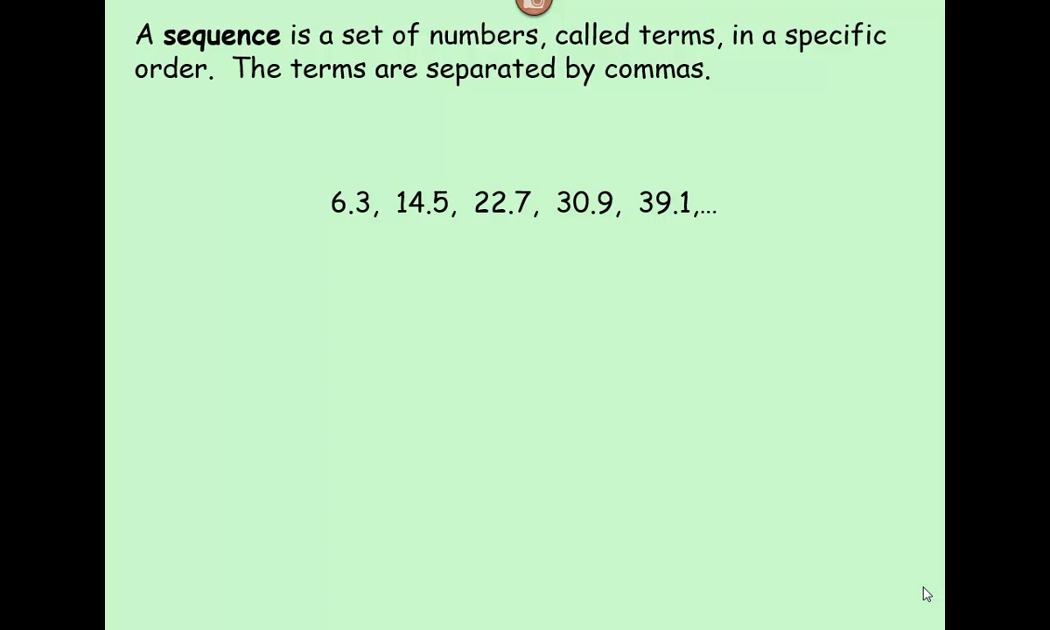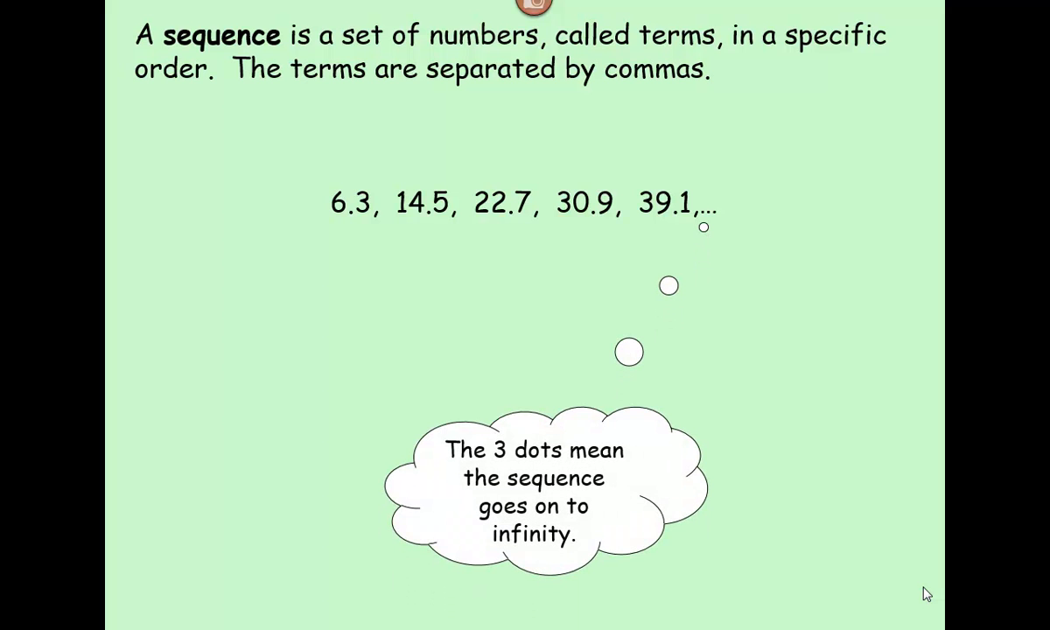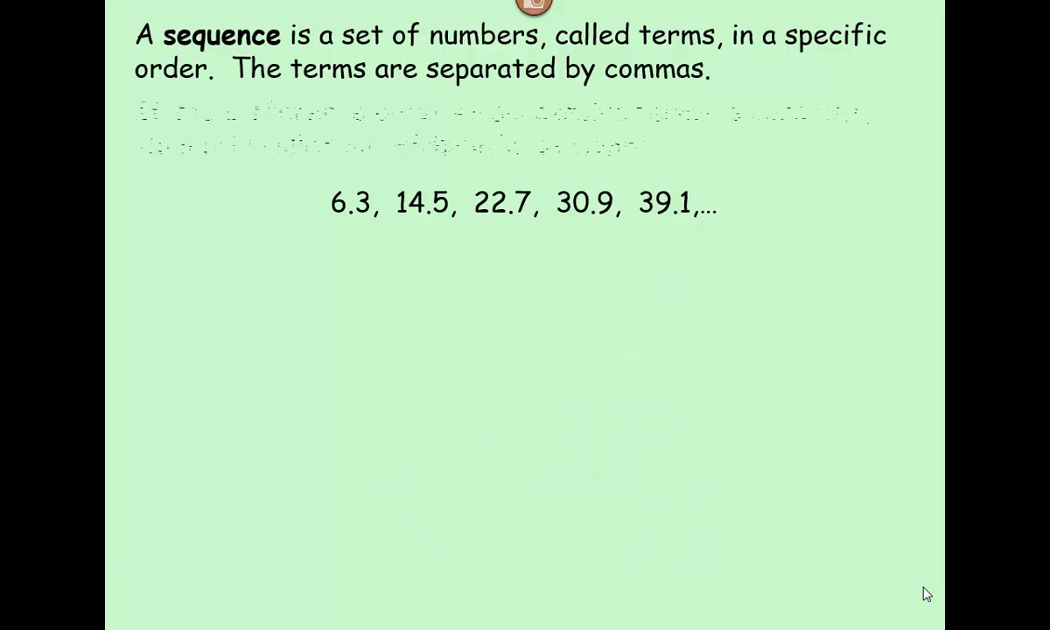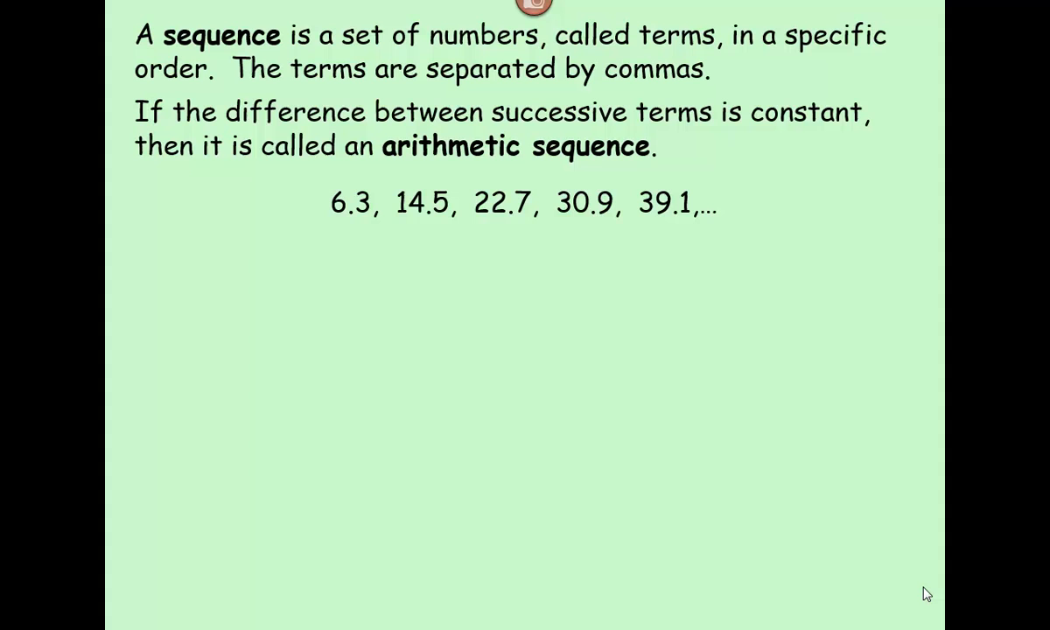The three dots at the end tell us that we are going on forever, that this sequence continues on and follows some pattern forever. Part of what we do in math is trying to find the pattern that this follows. So sometimes it's pretty easy to see. If the difference between successive terms is a constant, then this would be an arithmetic sequence.